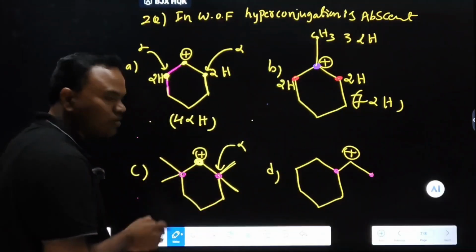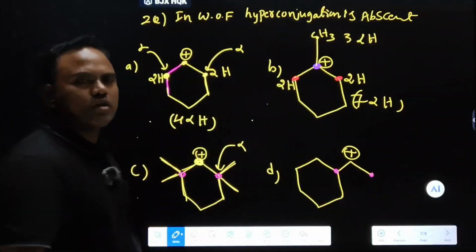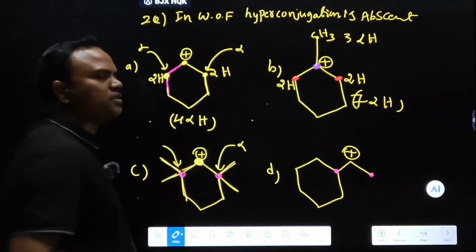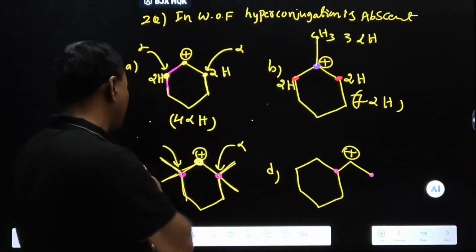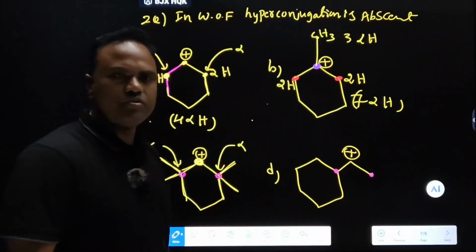Similarly, this pink carbon is surrounded by 1, 2, 3, 4. Already it is surrounded by 4 bonds, so there is no alpha hydrogen. Alpha carbon is present, but there is no alpha hydrogen. So in this, hyperconjugation is absent.